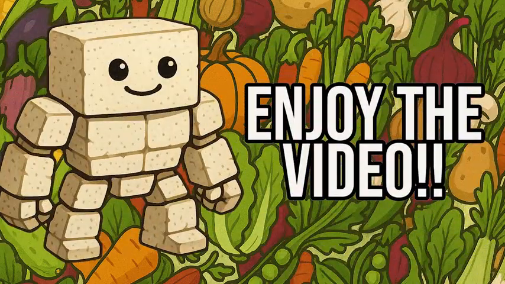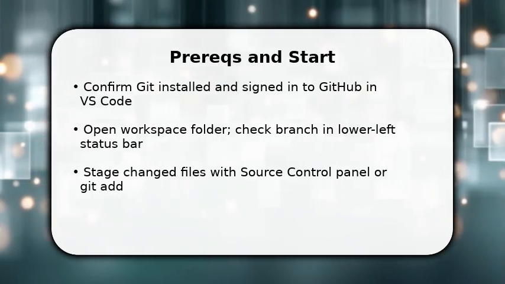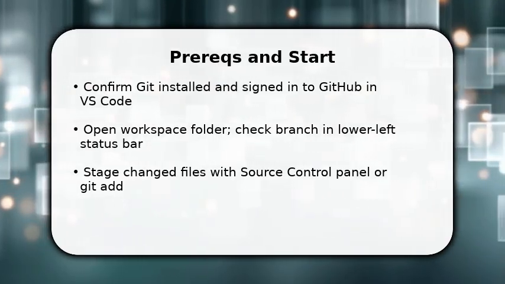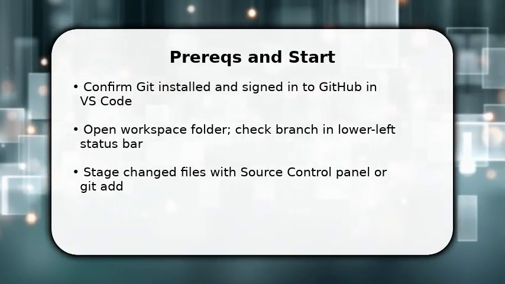Please enjoy the video. You already have Git and VS Code. Now begin. Open the project folder and verify your current branch in the lower left. Click the source control icon to see unstaged changes.